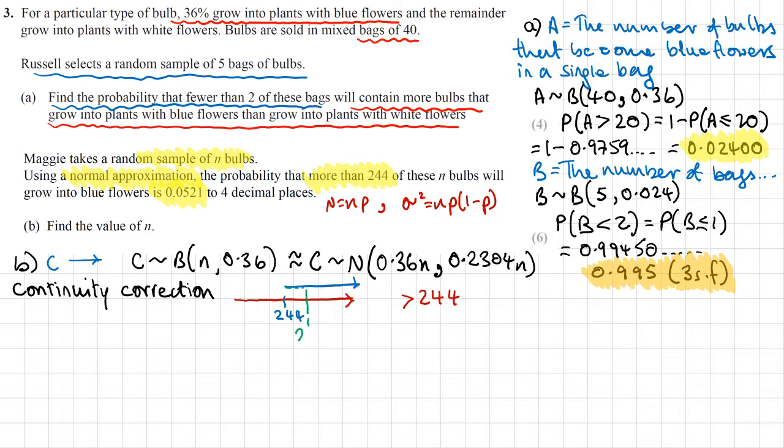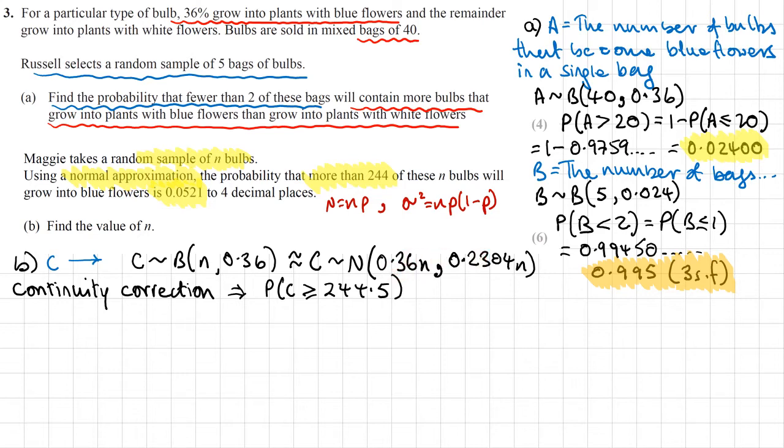So that will take me to 244.5. So using my normal approximation, that means my probability becomes finding the probability that C is greater than or equal to, it doesn't matter because it's a continuous distribution, is greater than 244.5. Now we'd normally work this out on a calculator, but we can't because we've got these ends where the mean and the variance are.